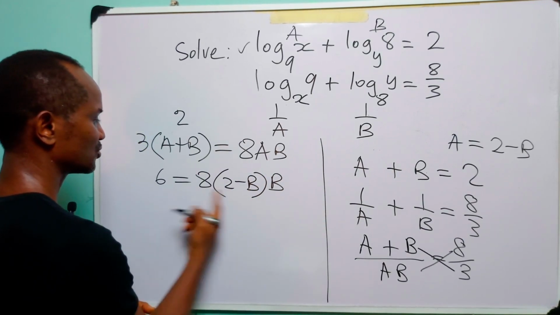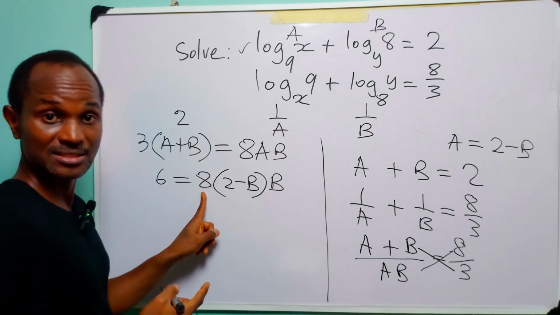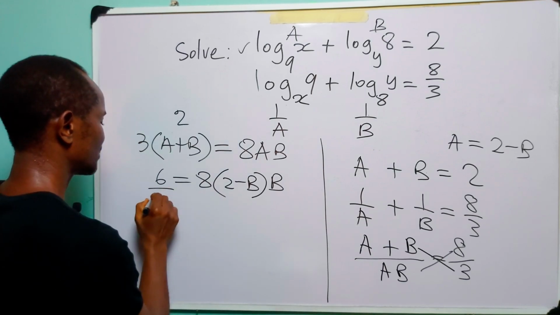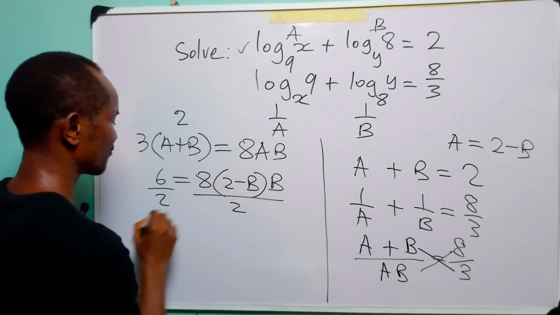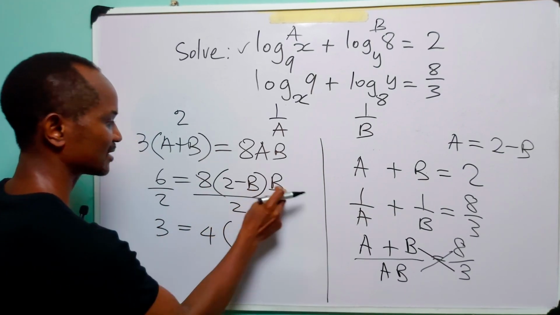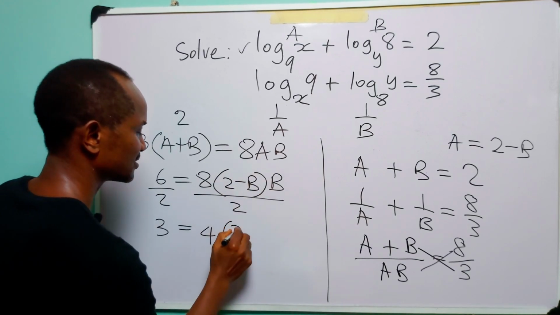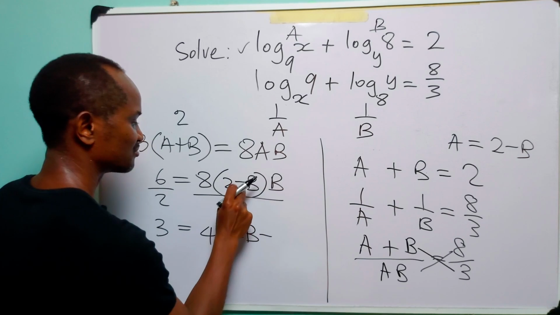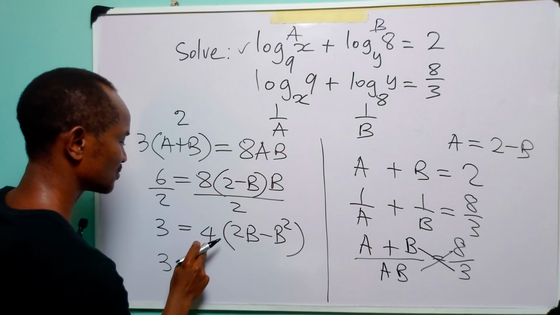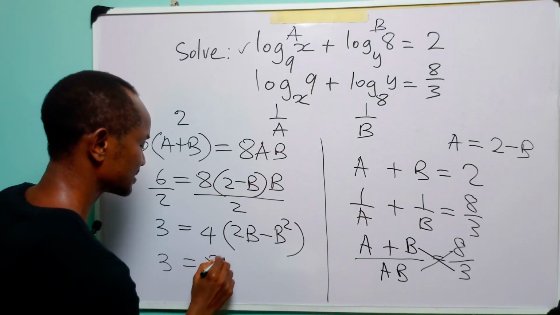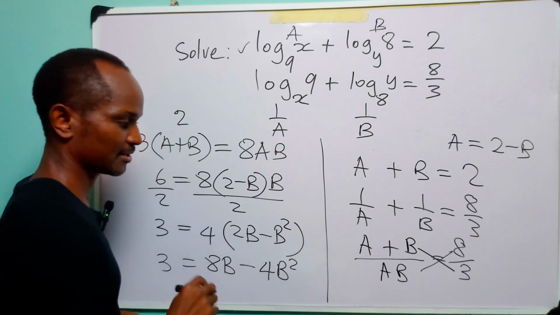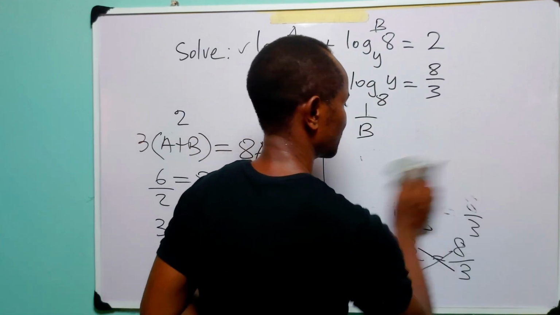The next thing we do is, this is an even number and this is also an even number, so we can divide both sides of the equation by 2. So we have this over 2 and this over 2. Here we have 3 and here we have 4 into, let us open this bracket, 2 times b is 2b minus b times b is b squared. So we have that 3 is equal to 4 times 2b is 8b, and 4 times b squared is 4b squared.